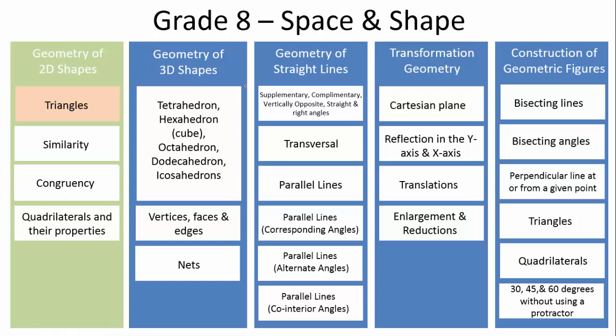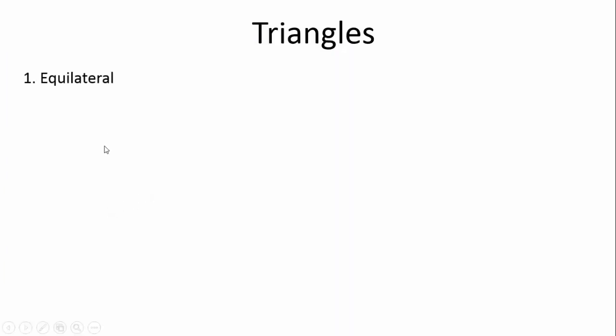Okay, grade 8, now we're on the first section of space and shape. We're going to start off with geometry of 2D shapes, and specifically we're going to be talking about triangles. We're going to furthermore get into what similarity is, congruency. We're going to then look at a couple of quadrilaterals and their properties. Let's get straight into triangles.